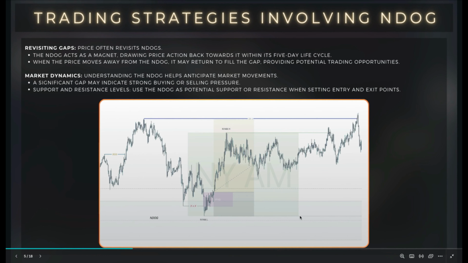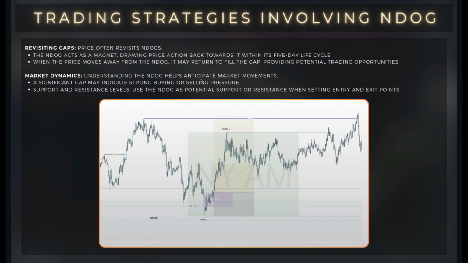Okay, so trading strategies involving the new day opening gap. One strategy is revisiting gaps. Price often revisits new day opening gaps. The new day opening gap acts as a magnet, drawing price action back towards it within its 5-day cycle. It's got a 5-day life cycle, okay? So it's Monday, Tuesday, Wednesday, Thursday, and then Friday, right? When the price moves away from the new day opening gap, it may return to fill the gap, providing potential trading opportunities.